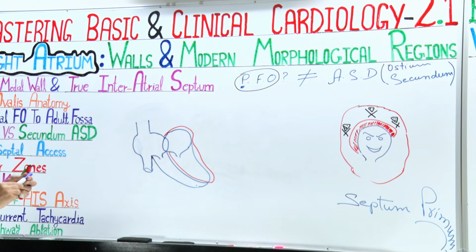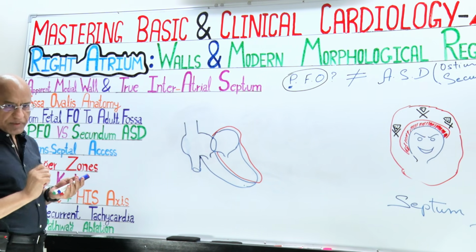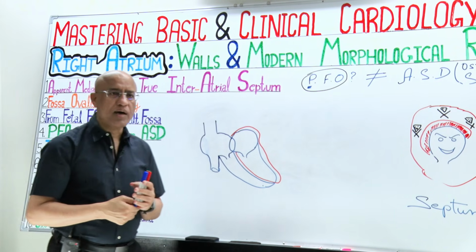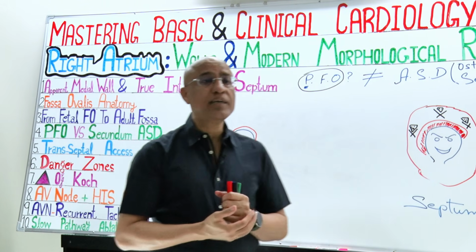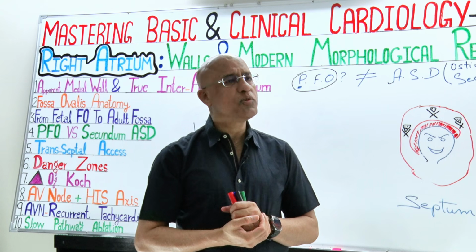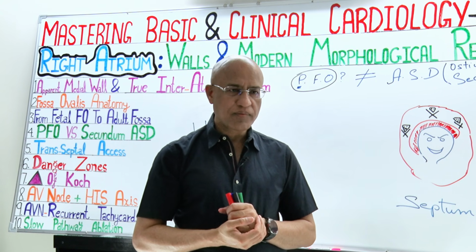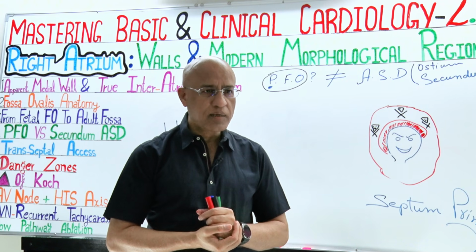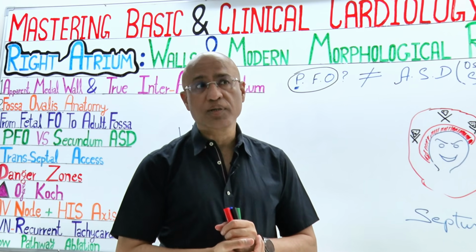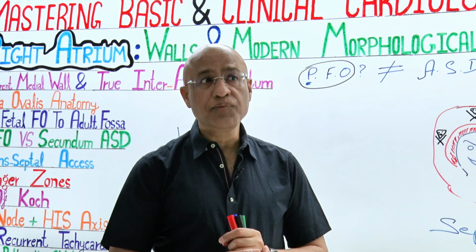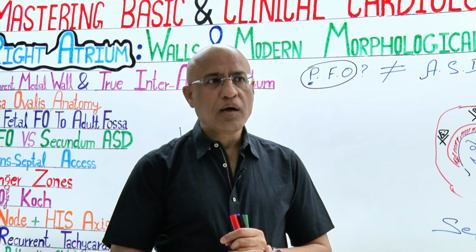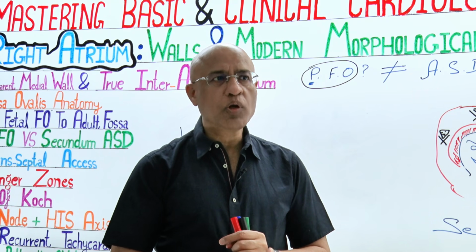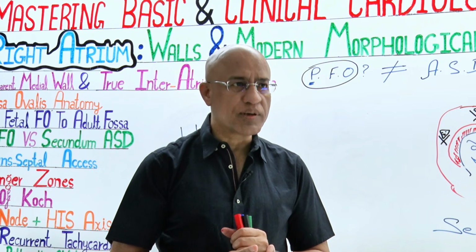Now in fetal life, what really happens is that the lungs are not aerated. No one is breathing in fetal life. There is no air going in and out of the uterus, right? So from where does the baby get oxygen? A fetus gets oxygen from the placenta through the umbilical vascular system.